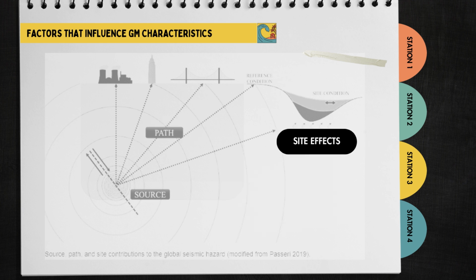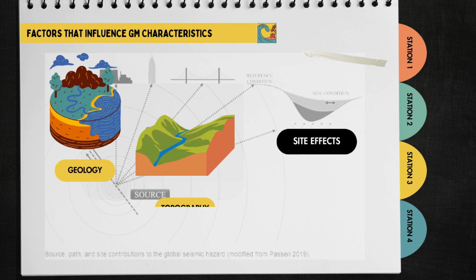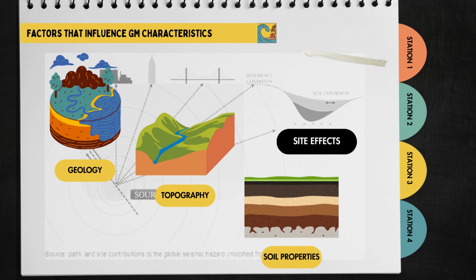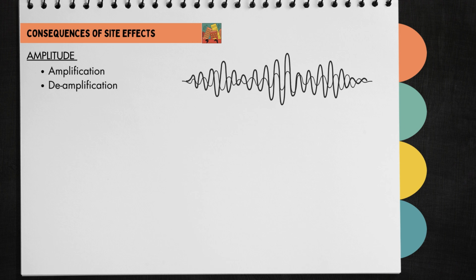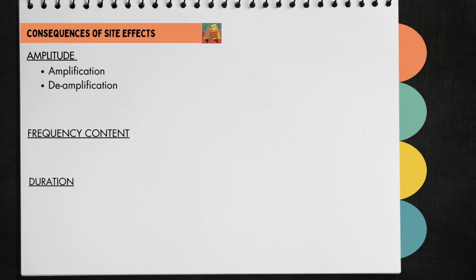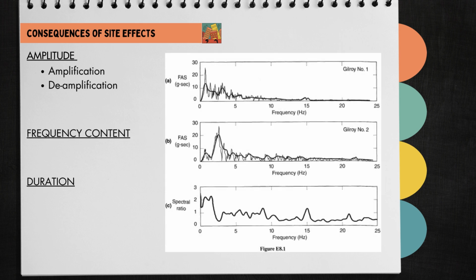Finally, site effects refer to how local conditions, such as geology, topography, and soil properties, influence ground motion characteristics. Local site conditions can amplify or de-amplify seismic waves, as well as modify the frequency content and duration of ground motion.